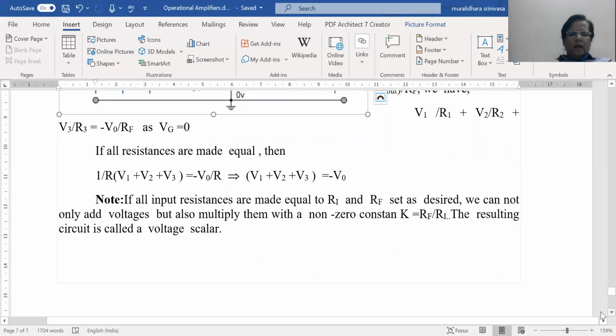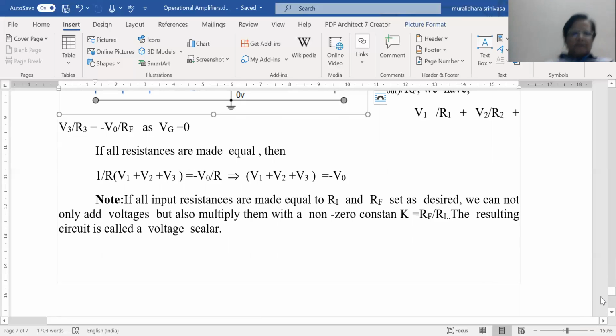I have made RF also equal to R. So V0 by R, this R cancels with this R. So V1 plus V2 plus V3 is equal to minus V0. So if you put 3 resistors, and connect through them 3 separate inputs to the op-amp, then you find that the output produced will be the negative of the sum of the input voltages. You forget the fact that it is negative because we are connecting it to the negative terminal. We simply say this op-amp now functions as an adder of input voltages.